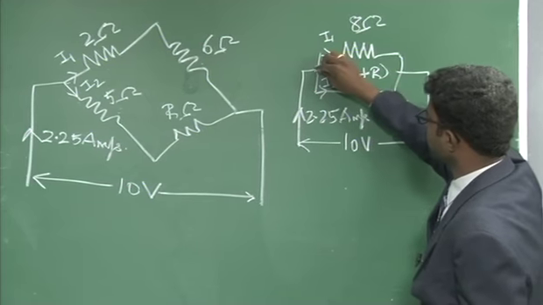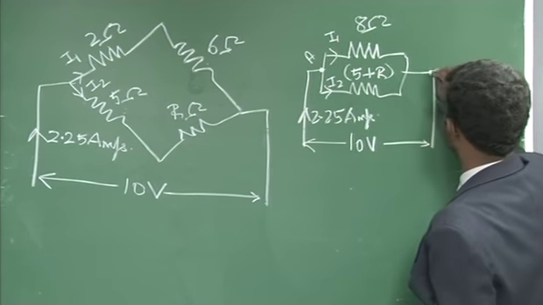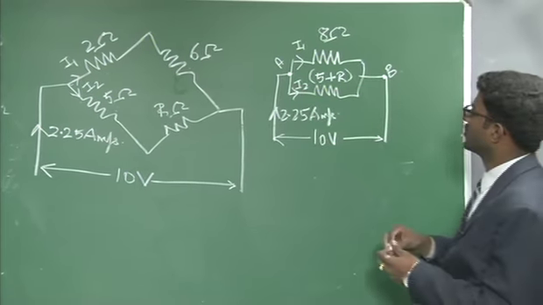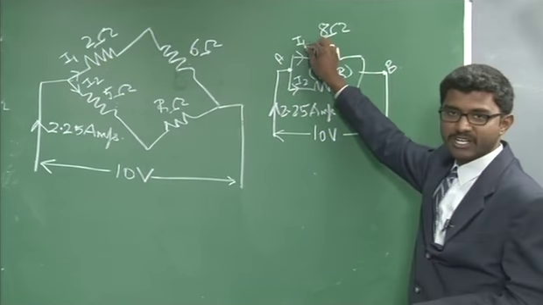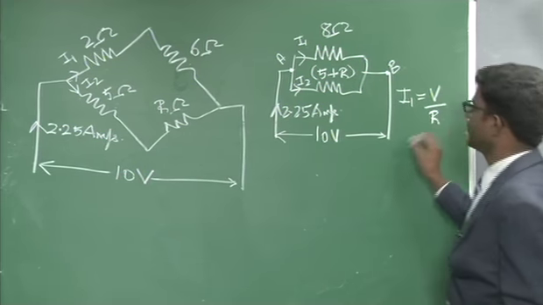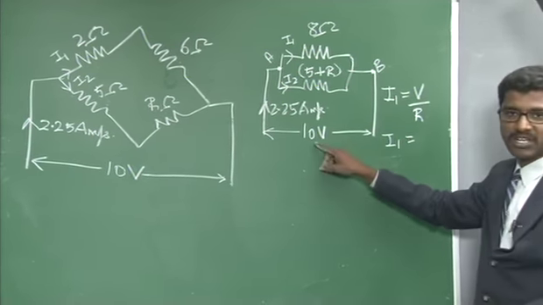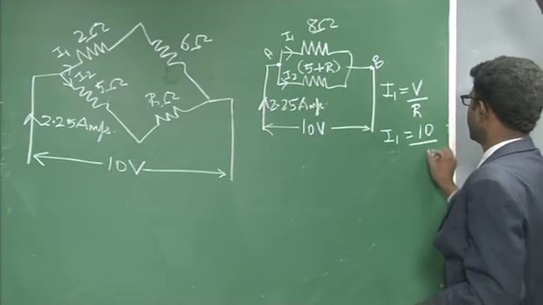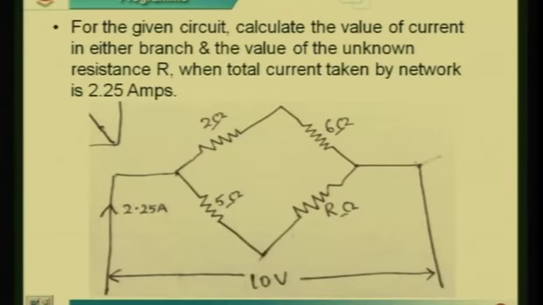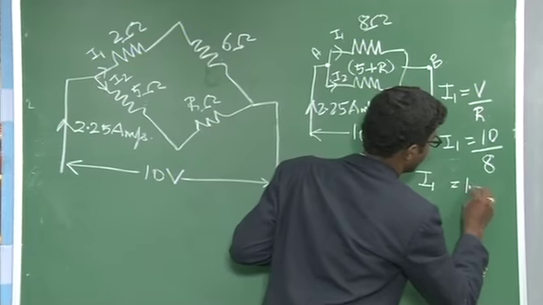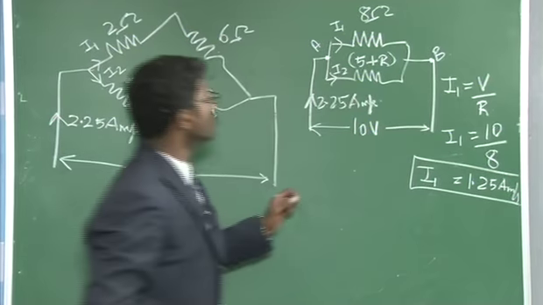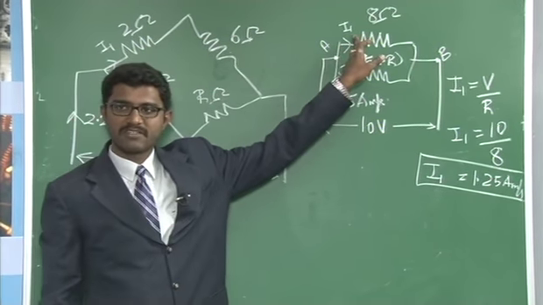If I call this node A and this node B, with respect to node B the potential at A is 10 volts. You know Ohm's law: to determine the current flowing in this branch, I1 will be equal to V by R. That is, I1 is equal to 10 volts divided by 8, which is 1.25 amps. Now we have determined the current flowing through the first branch, that is I1.